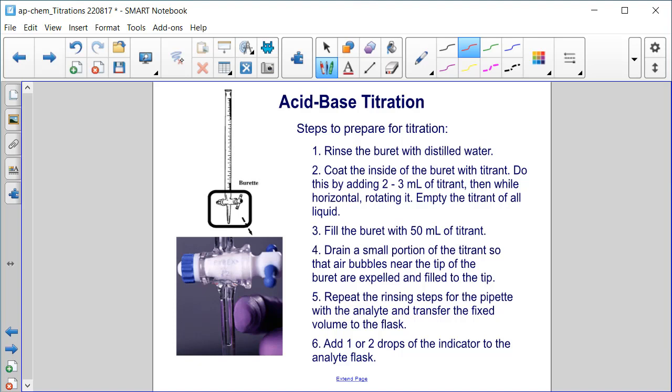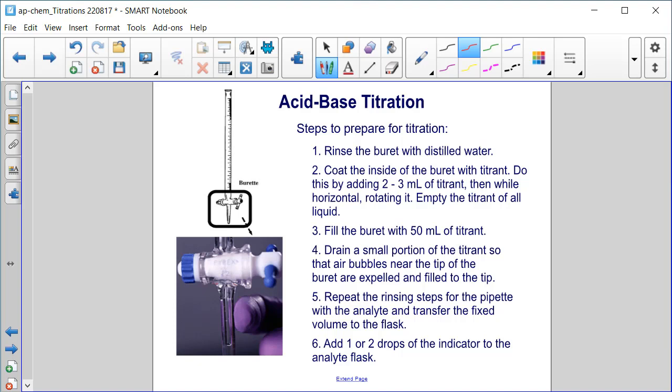Once we've coated the inside with titrant, the next step is to fill the burette with 50 milliliters of titrant and drain a small portion here. We're going to open the stopcock so that we can drain a small portion so that there's no air bubbles near the tip of the burette and it's fully filled to the tip.